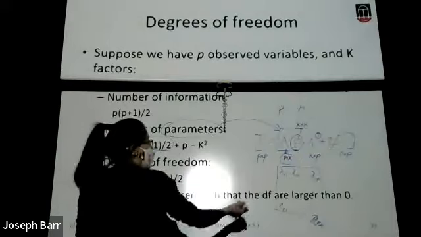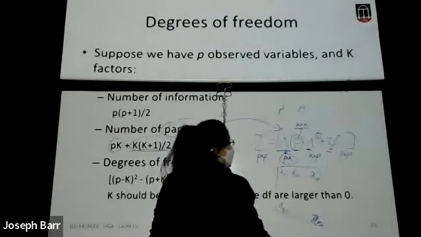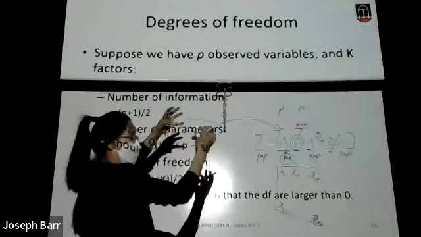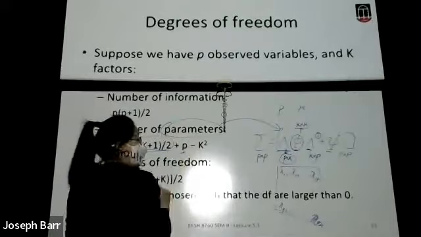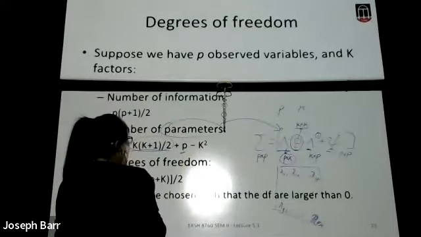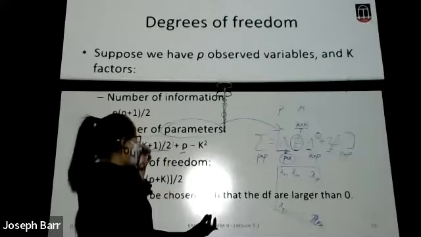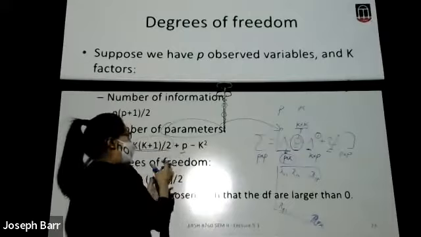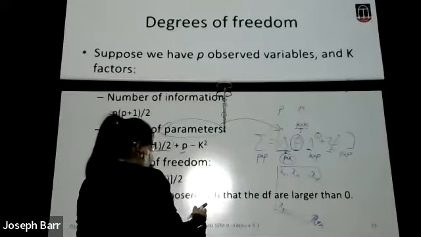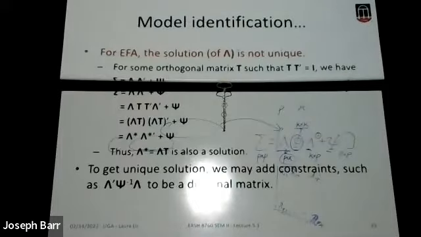And of course, we have lambda. Lambda, we have already calculated here. And then we have psi. Psi is diagonal. We have P by P, diagonal. We need to know P elements. So that's why we have P here. But we need to subtract something because we need to identify our model. We put some constraint. So we assume that we use that part. We put this as our constraint.